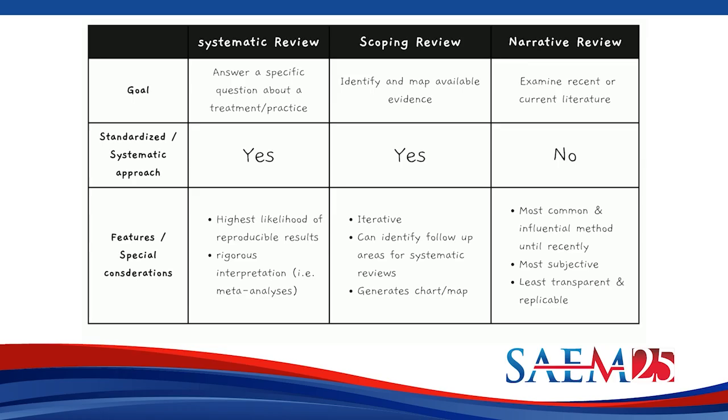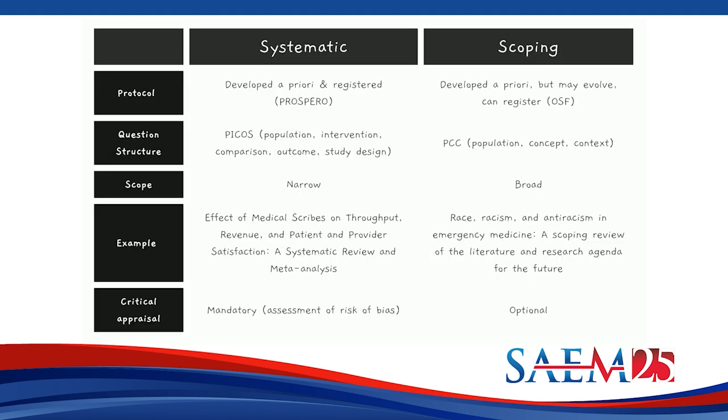Scoping reviews are uniquely iterative, meaning the protocol and the approach can be adjusted as the search evolves, and they can identify follow-up areas for systematic reviews, as we mentioned. A key outcome of a scoping review that's different from a systematic review is it tends to generate a chart or a map that includes all of the articles searched, and that really helps you lay things out, again, to help identify gaps and themes.